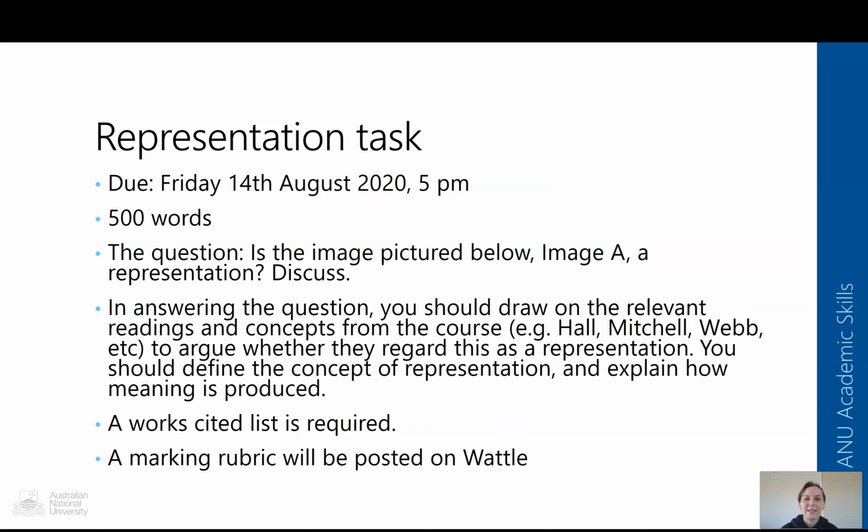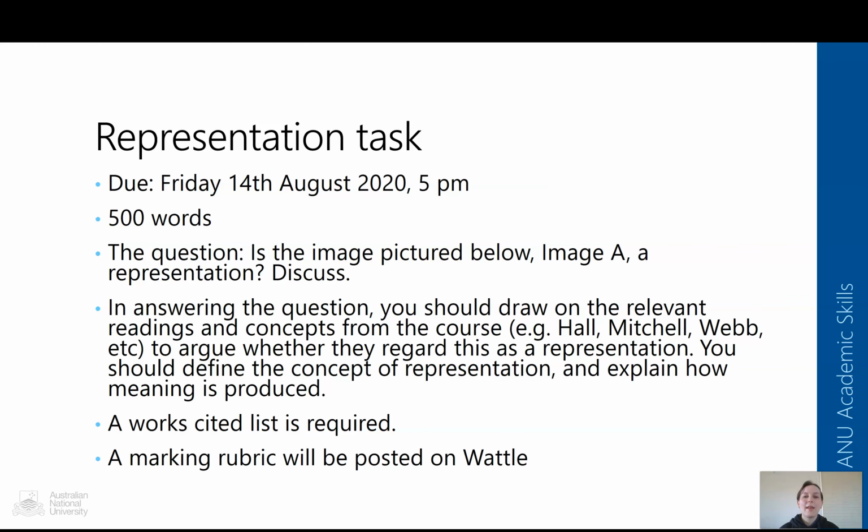For the representation task, Roseanne is going to provide you an image, and you're going to need to write 500 words discussing whether the image is a representation. So one thing to keep in mind is that Roseanne really wants you to focus on the readings and the concepts that you've talked about in the course. So drawing on the relevant readings and concepts. So that's Hall, Mitchell, Webb, etc. And make sure that you use those ideas to argue whether or not you think that the image is a representation.